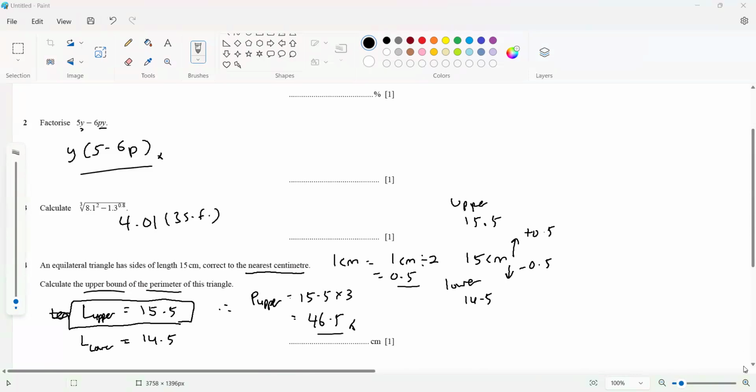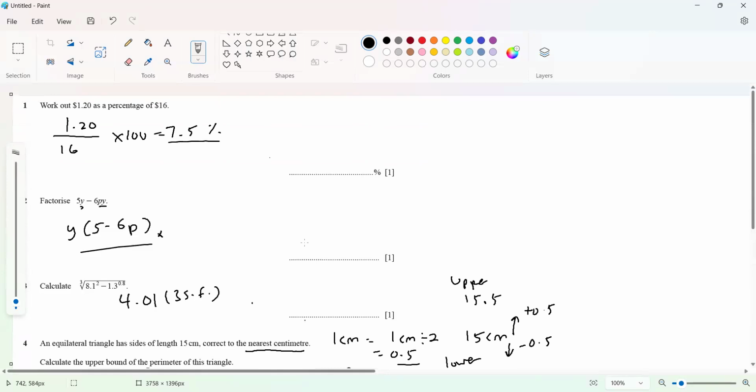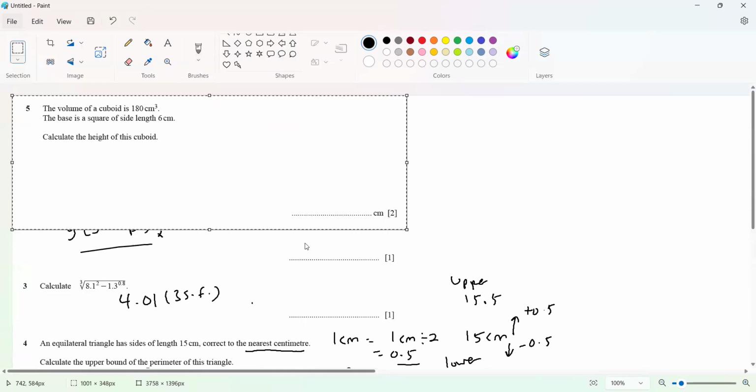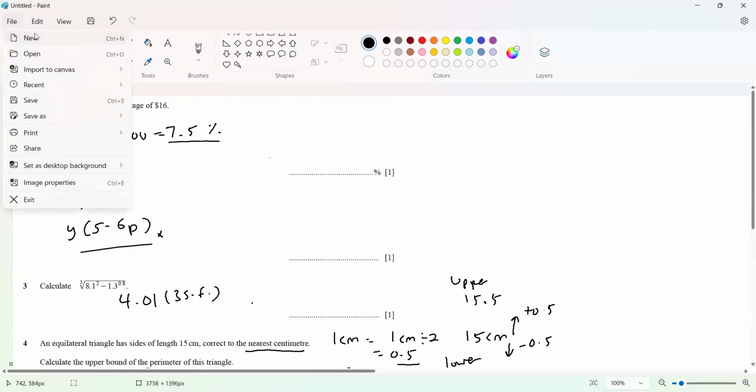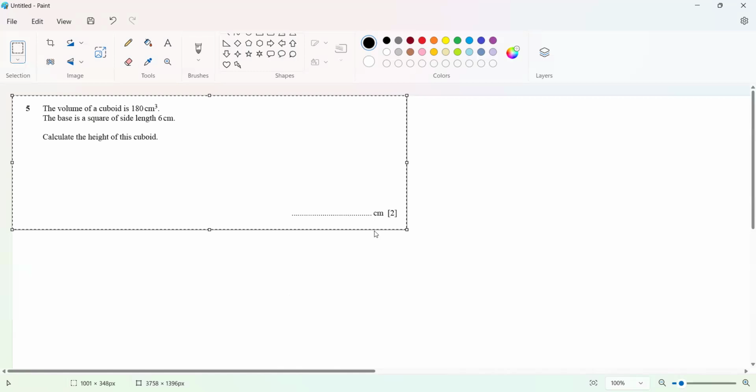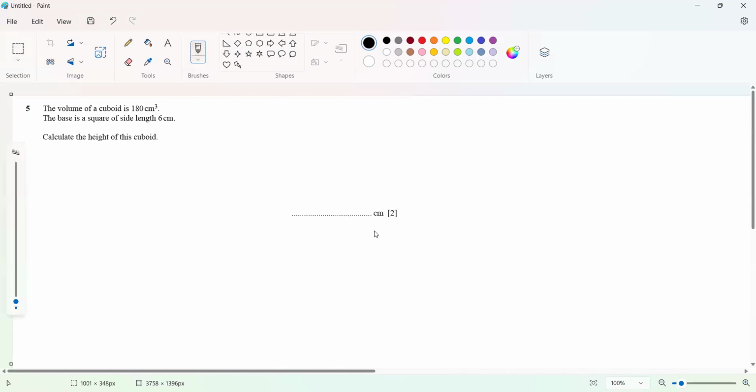So moving on to question number 5. In question number 5, we have the volume of a cuboid. The volume of a cuboid is 180 cm cube. The base is a square of side length 6 cm. Calculate the height of this cuboid.